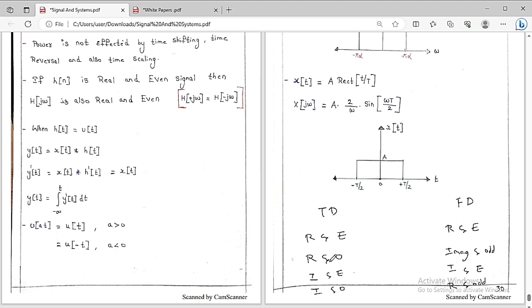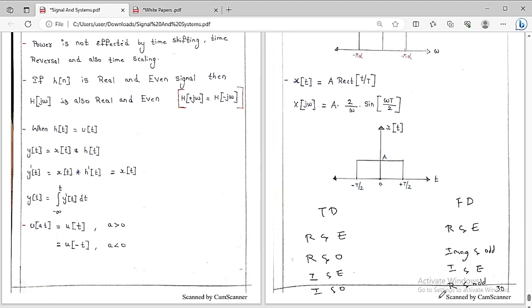In the time domain, if the signal f of t is real as well as even, in the frequency domain only the real part is going to be present and it is even in nature. If the given time domain signal is real as well as odd in nature, in the frequency domain only the imaginary part is going to be present and it is odd in nature. Similarly, if the given signal is imaginary and even, replace real by imaginary, and replace imaginary by real.